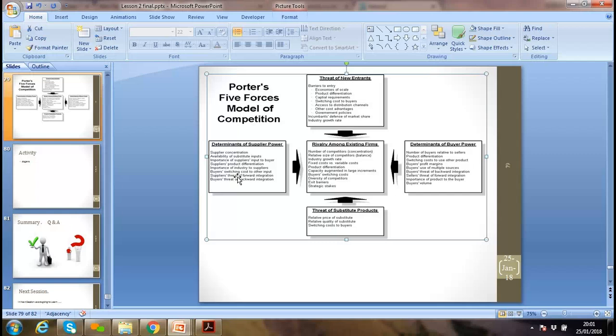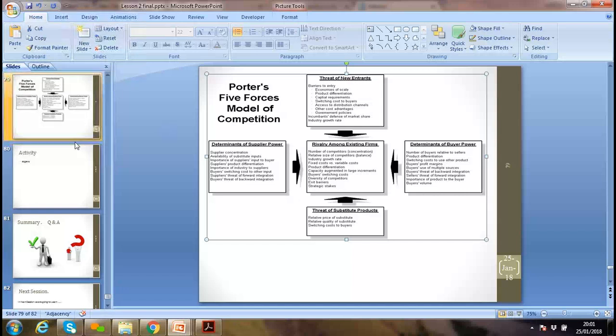Or we can buy, like from Pakistan, we can buy from China. If we have a restriction and other countries are not going to sell to any Pakistani companies, we need to think about, say, an Indian company. Then that is a very high supplier power. Does it make sense?